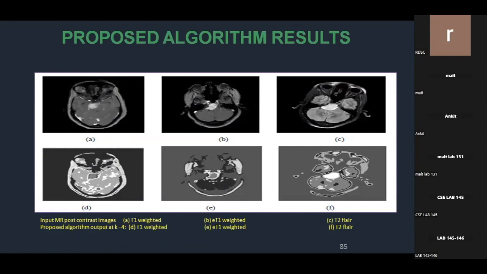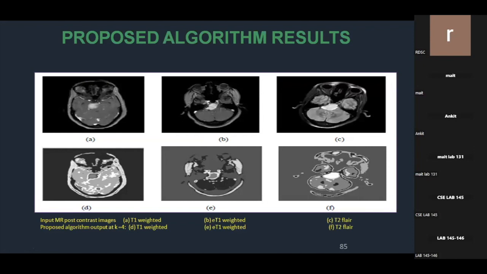So the algorithm stops when we have 4 forests. All the trees are merged, and we are left with only 4 different trees. Then it stops, and that's how you are able to see these images with respect to the imaging modalities, like T1 weighted, T1 weighted with contrast, and this one is T2 FLAIR. We are getting seemingly good results, visually it is okay.